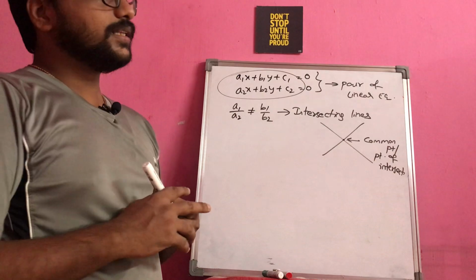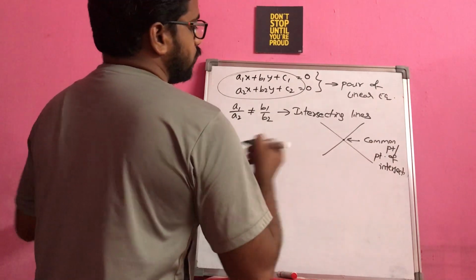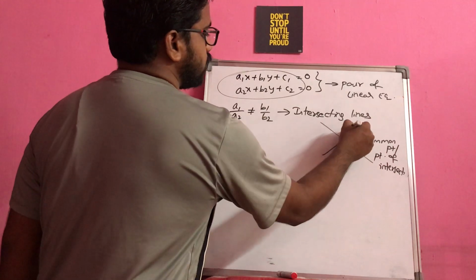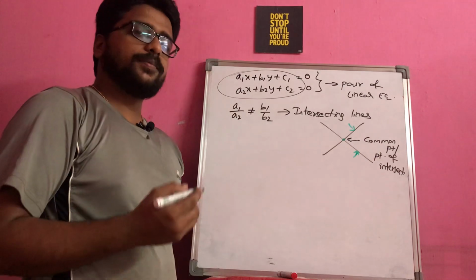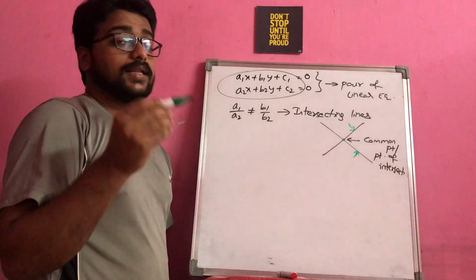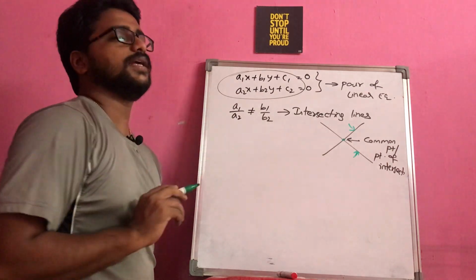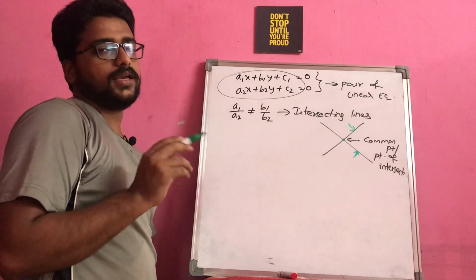How can you say that this is the solution for these two? Simple thing, if you observe, the first line as well as this line are passing through this particular point. So both lines are passing through only one particular point, and that point is common for both the lines, indicating that both are satisfying the given equation.